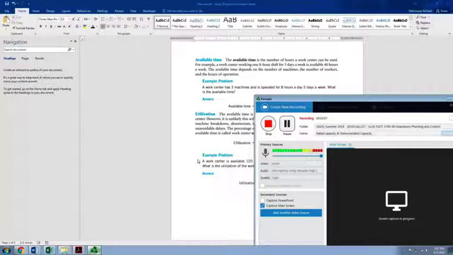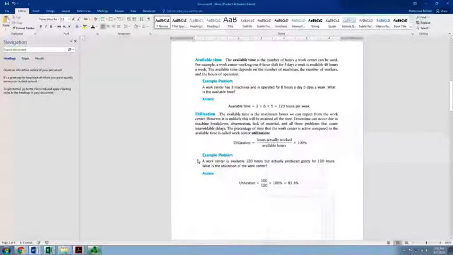Just to summarize, we will be covering the available time that we have, utilization, efficiency, time needed to fulfill requirements, and the difference between demonstrated capacity and the calculated capacity. Alright, we're gonna start with the first concept here, and I'm gonna share with you my screen. So the first concept would be the available time. And the available time, it's basically the number of hours a work center can be used, and this depends on the number of machines, number of workers, and the hours of operation.